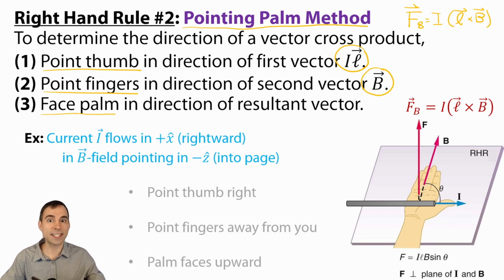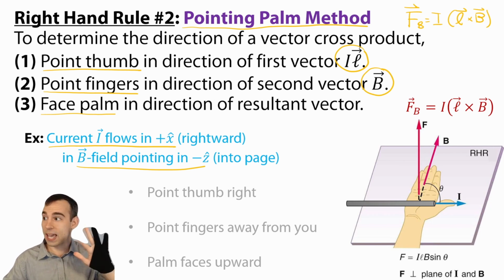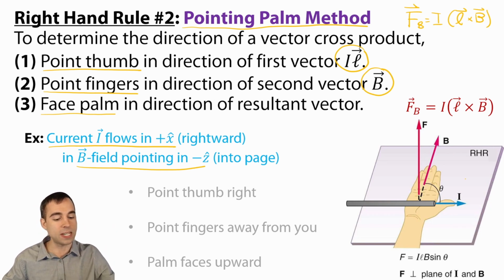So let's give this an example. If we have current flowing in the positive X direction, like you see in this diagram, present in an external magnetic field that points into the page away from you, then you'll want to get out your right hand and use your right hand rule to have your thumb point in the direction of the current, your fingers point away from you, and you would see that your palm faces up in this case, like you see in the diagram.